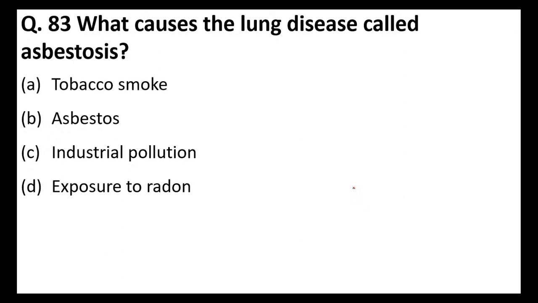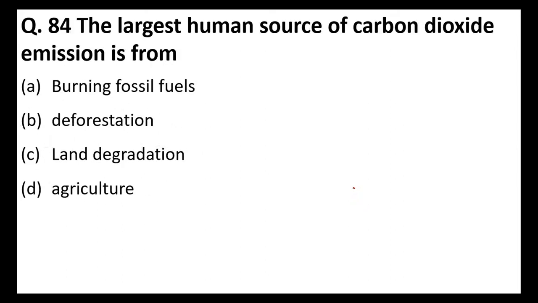What causes lung disease called asbestosis? Tobacco smoke, asbestos, industrial pollution, or exposure to radon. The right answer is asbestos. So, what is it? It is like a high heat resistant fibrous silicate material which is put into your fabrics and all to make it fire resistant. So, that can cause lung disease called asbestosis.